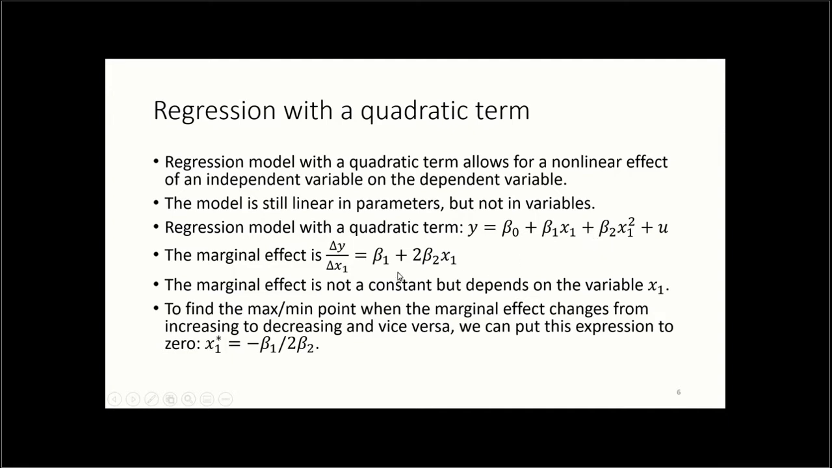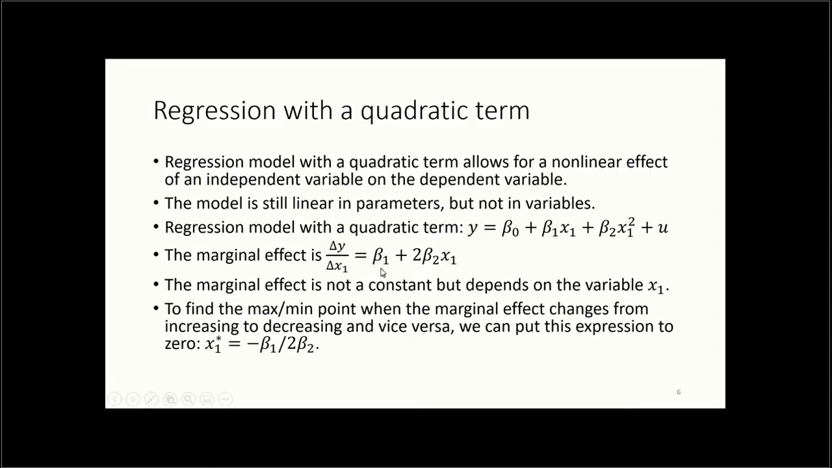So the marginal effect, changing y over changing x1, would be, well, we are collecting beta 1 from here, and then we have twice beta 2 times x1. So this is the marginal effect. This marginal effect is not constant and depends on the value of the variable x1.